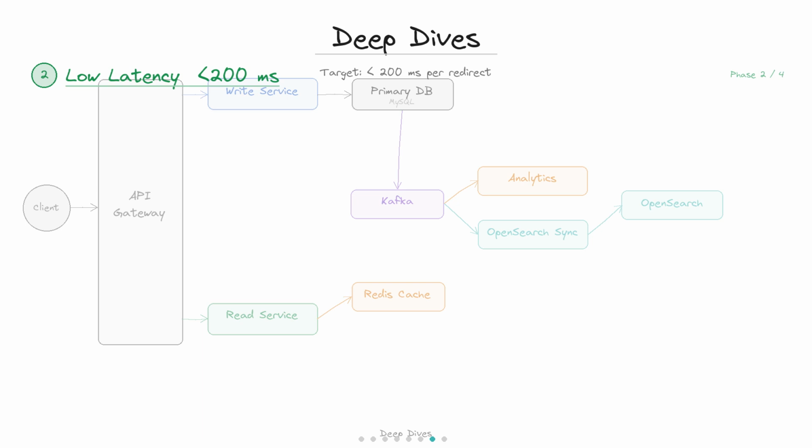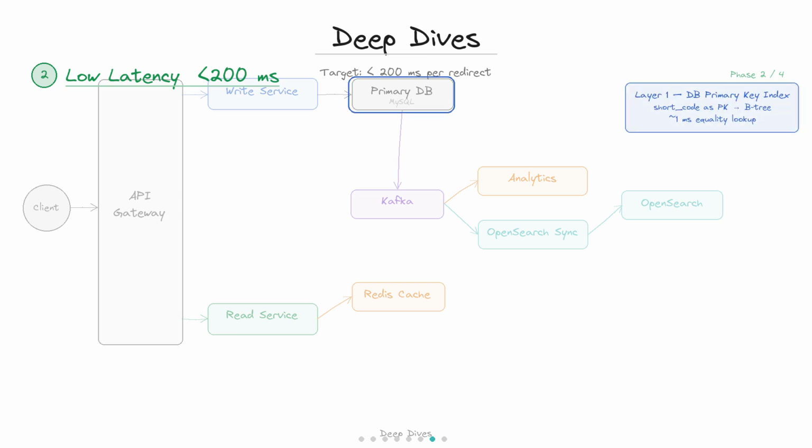Layer 1. Database indexing. We set the shortcode as the primary key. This automatically creates a B-tree index on that column. B-tree lookups on a primary key are extremely fast, essentially constant time for an equality search. This is the single most important optimization, and it costs nothing extra. Just model your schema correctly.